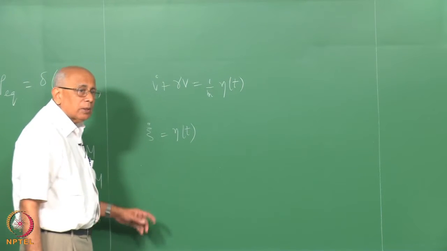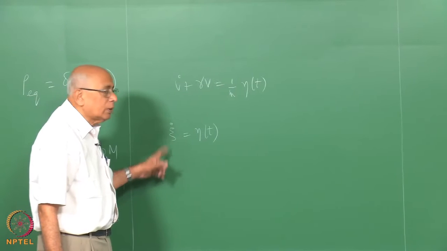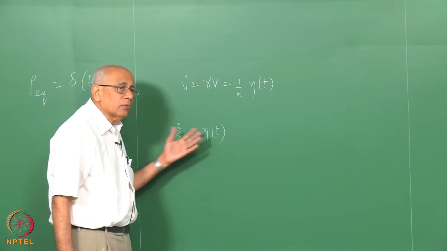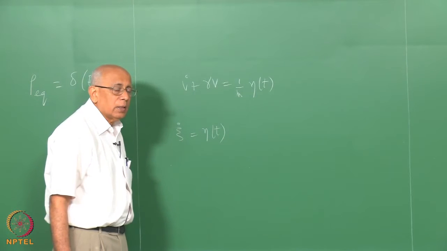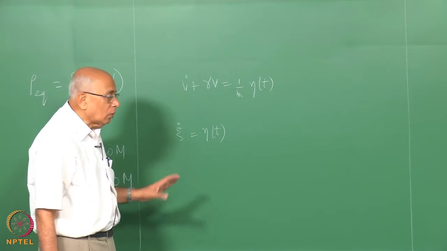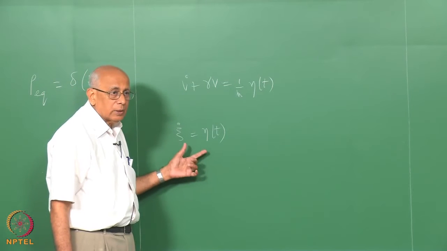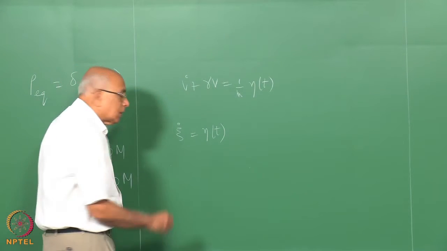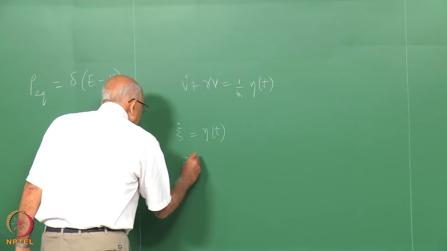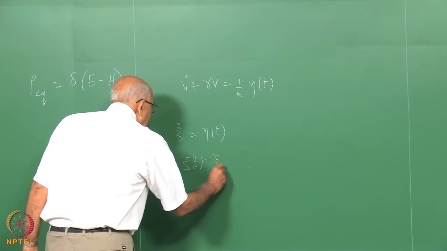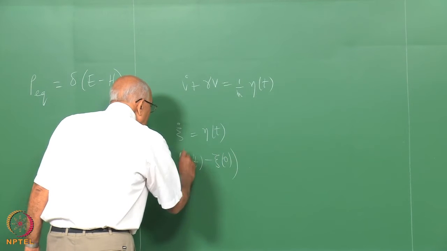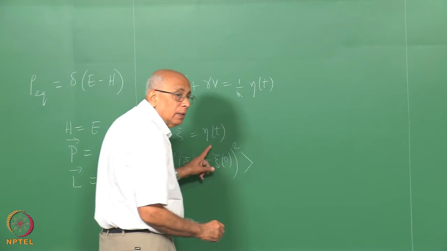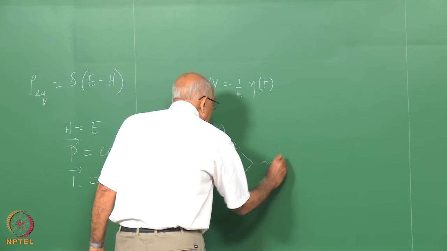So, I give you a random process xi whose derivative is Gaussian white noise, or xi is the integral of Gaussian white noise. It is called the Wiener process, and the Brownian particle satisfies such an equation here. This process is not stationary, because the average of xi of t minus xi of 0, whole squared, is proportional to t.